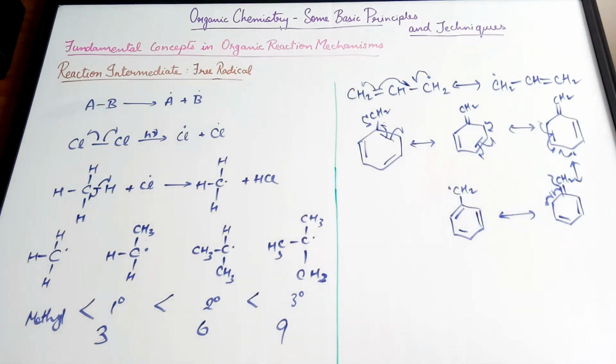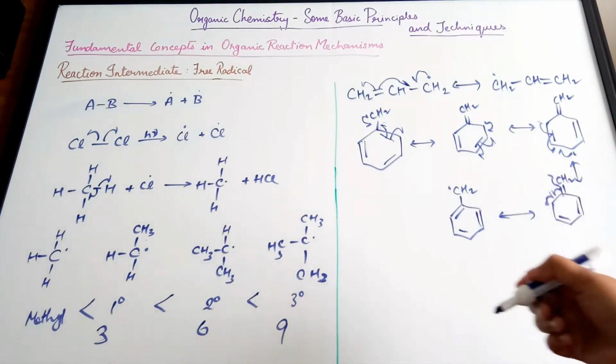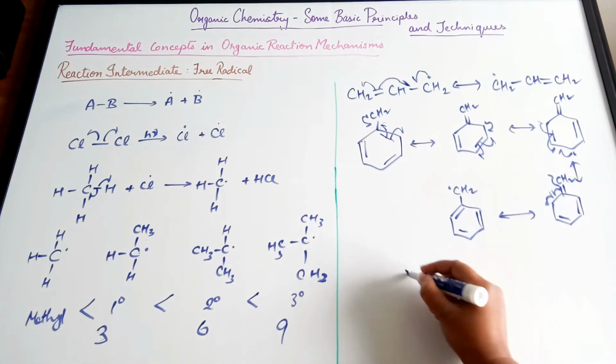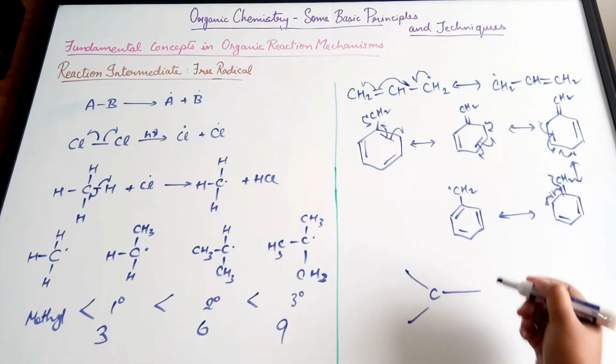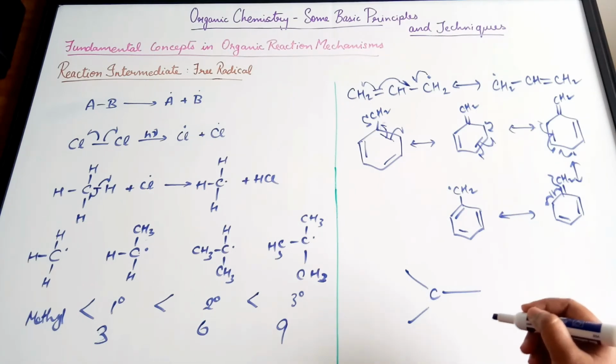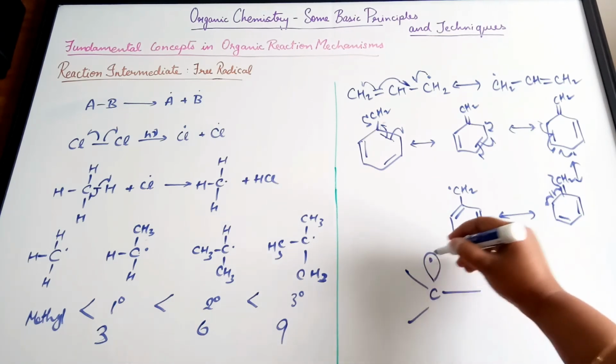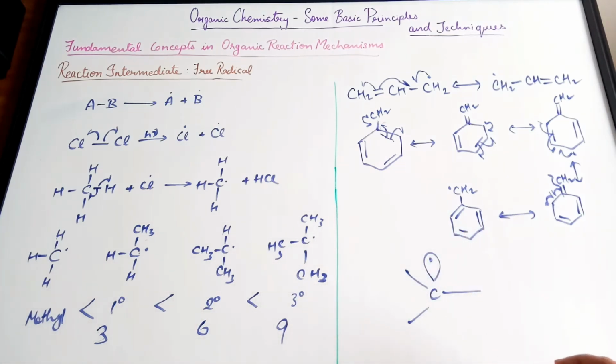So basically we're using half-headed arrows to show that there's only one electron which is moving. So allylic and benzylic free radicals are stabilized by resonance. Now of course you need to study about the shape of the free radicals. So here, the shape is planar. So alkyl free radical is a planar shape and you have one of the electrons in the unhybridized orbital.